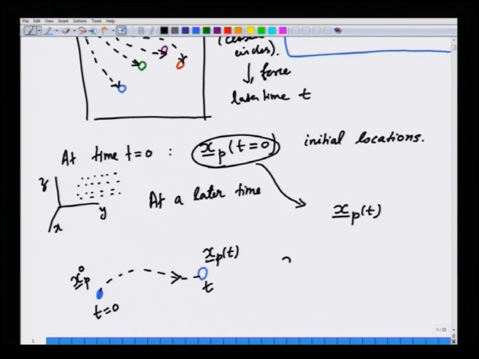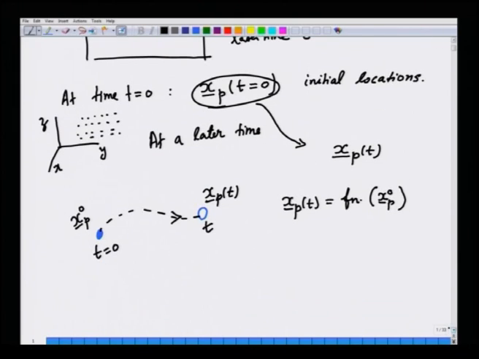So, the position at time t of a particle will be a function of where it was at time t equal to 0, and of course time. This is because you have to follow this particle, and at any time the location that this fluid particle occupies at a time t will be a function of time itself as well as where it was at time t equal to 0. This is called a particle path or a particle trajectory.